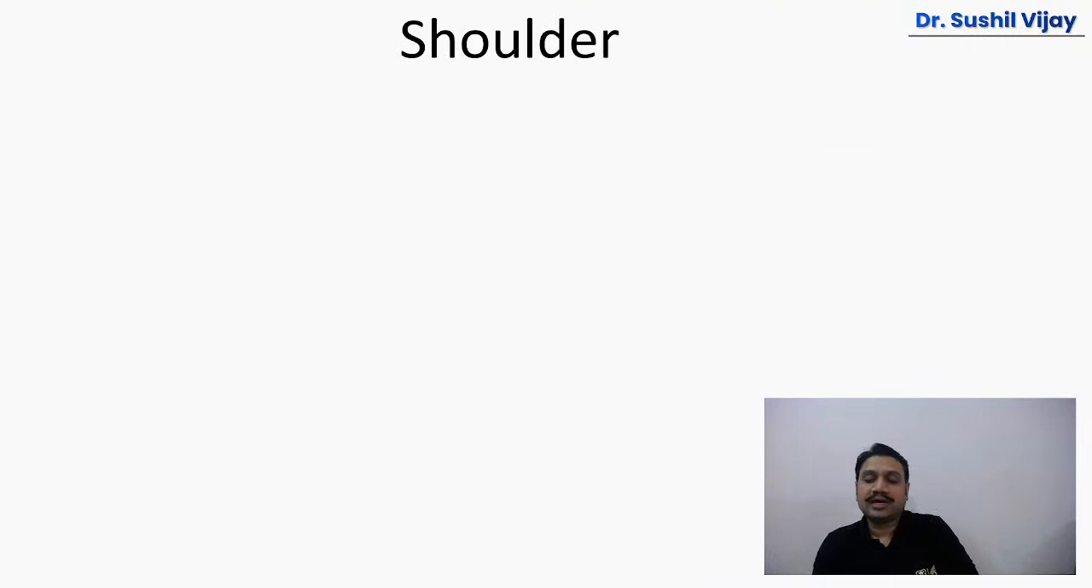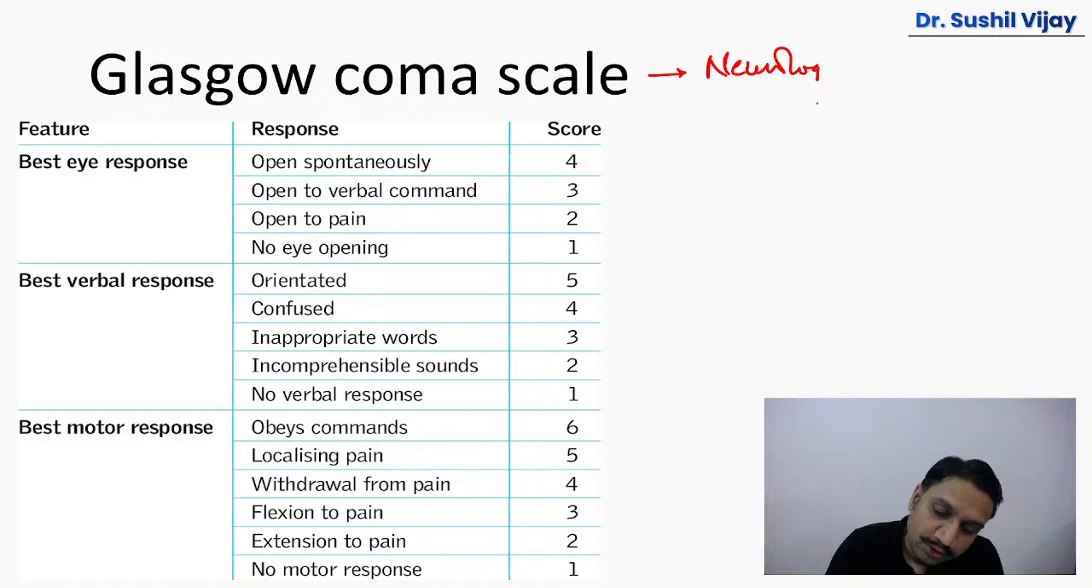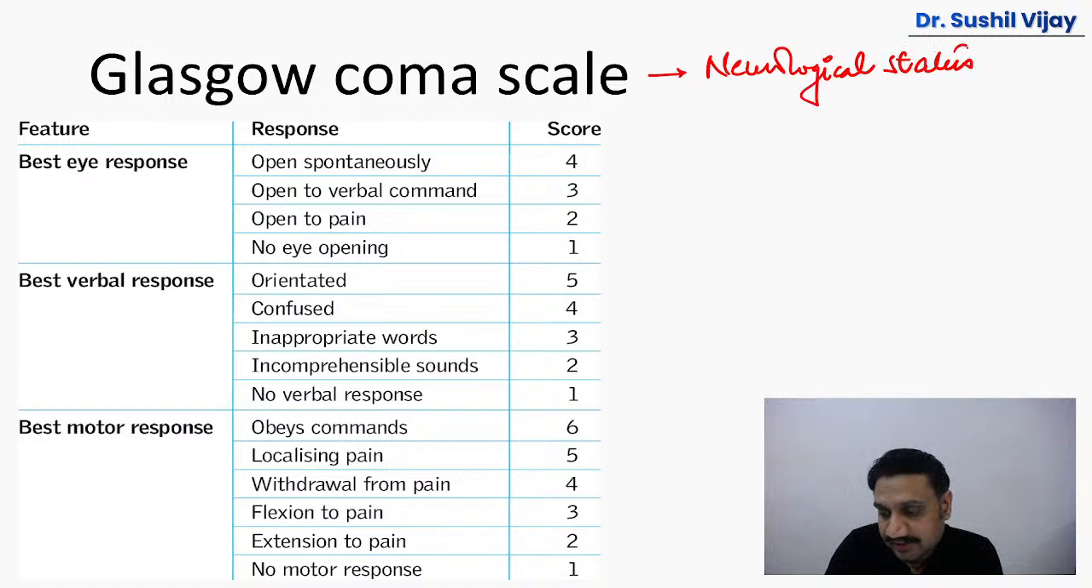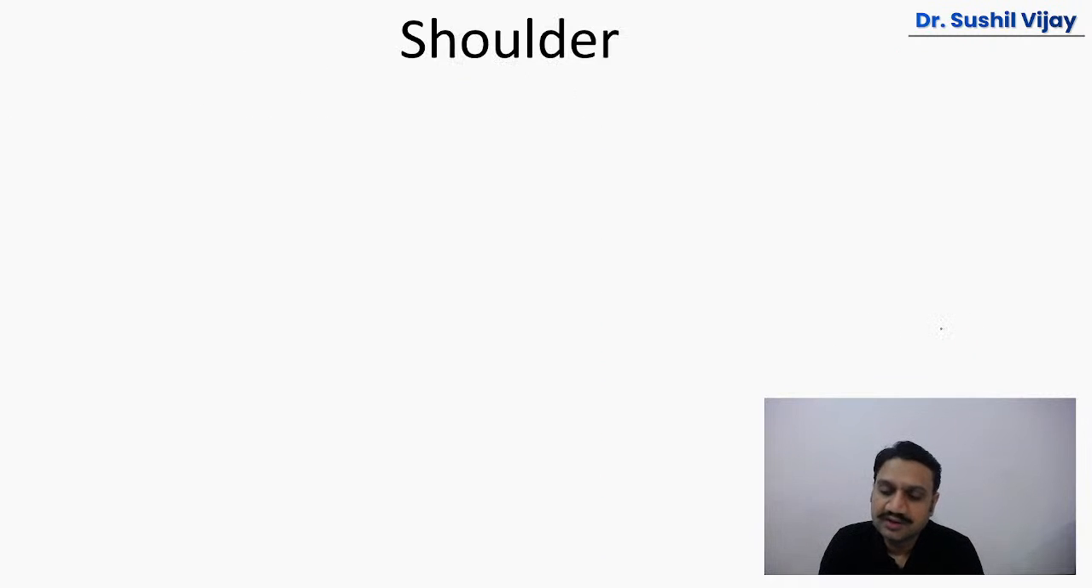Okay, so Glasgow Coma Scale, why do we use the Glasgow Coma Scale? So you should know about the Glasgow Coma Scale, that you are using it for the neurological status of the patient, to know about the neurological status of the patient. All right, that is for the neurological status of the patient.